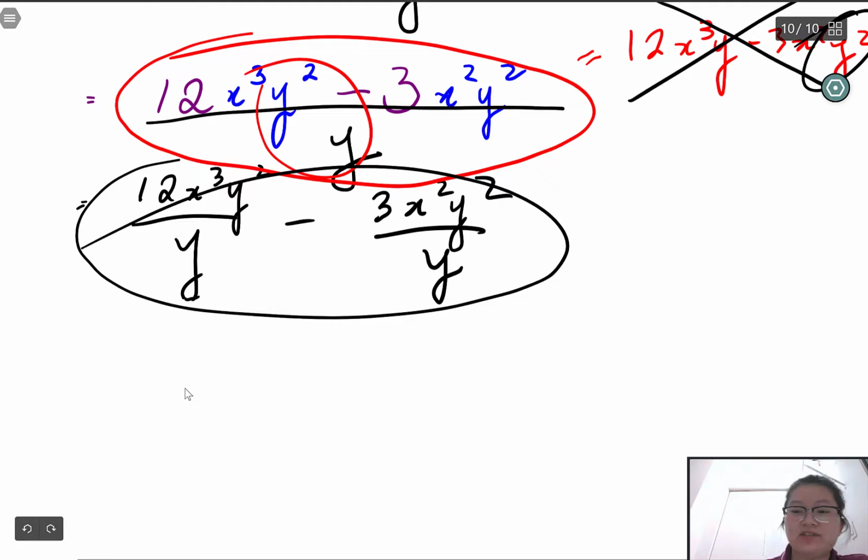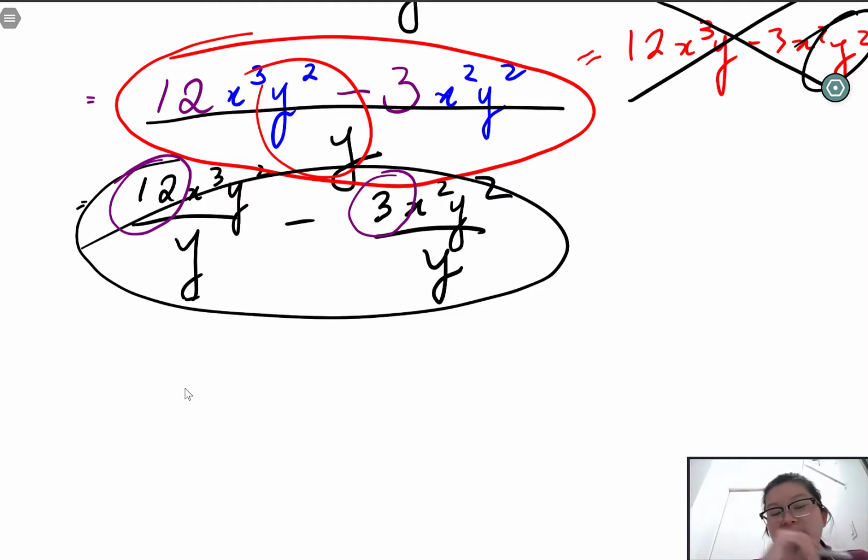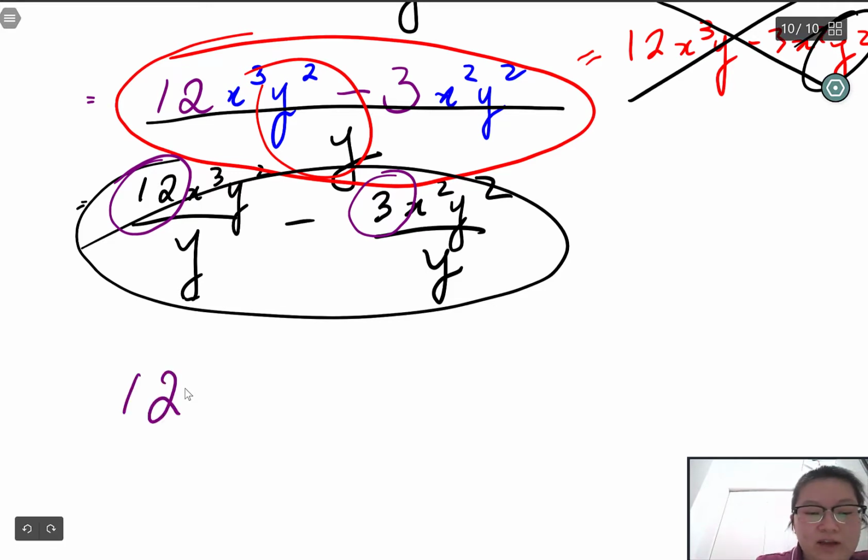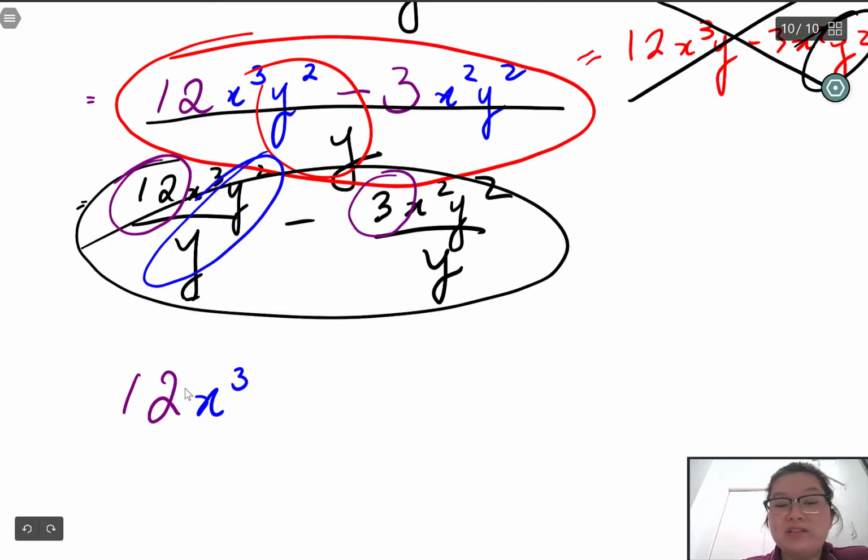So let's simplify this. The numbers are pretty much going to stay intact because we're only dividing by a variable. So there's no cancellation or simplification with our numbers. So I can just go ahead and write the 12. Now for the x to the cube, there's nothing down on the bottom to divide that by, so that's going to stay intact, but the y's will divide. So y squared divided by y is going to give me y.